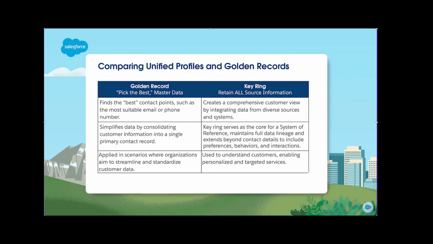Now, very important to understand that a unified profile from Data Cloud is not the same as what's often referred to as a golden record. A golden record merges the best data really into a single view of a customer. A Data Cloud unified profile, on the other hand, creates a much more complex and actually comprehensive customer view, integrating data from diverse sources and systems and maintaining a complete data lineage that extends beyond the contact details to include preferences, behaviors, interactions.